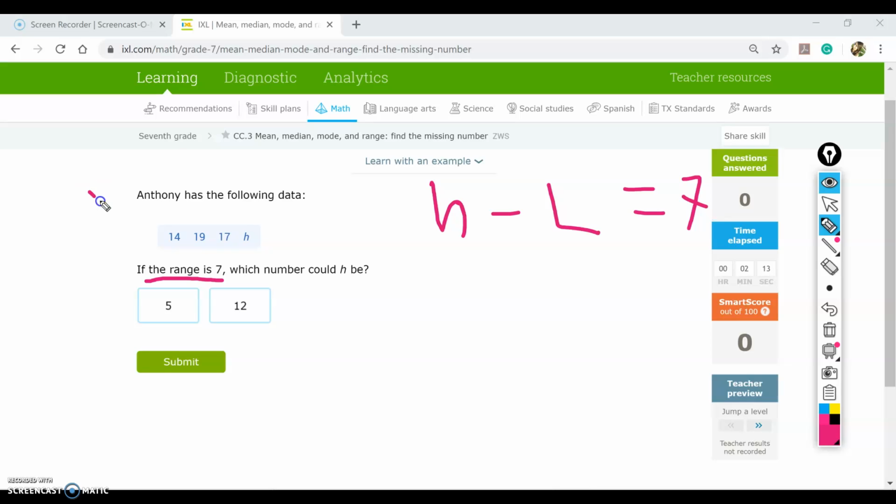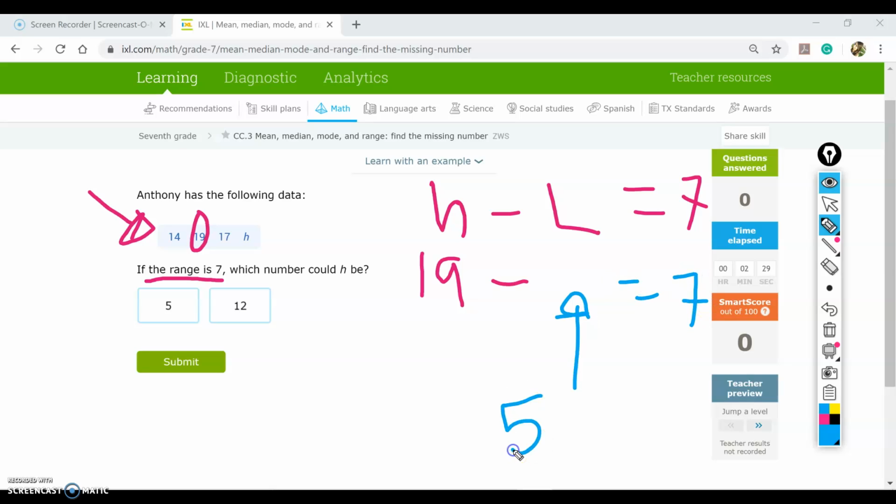Now, I'm going to look for the highest number in the numbers that they're giving me there. The highest number in this case is 19. The question is, what number can I subtract so I can get 7? And you have two options. Option number 1 is 5, and option number 2 is 12. So if you do 19 minus 5, what do you think you would get?